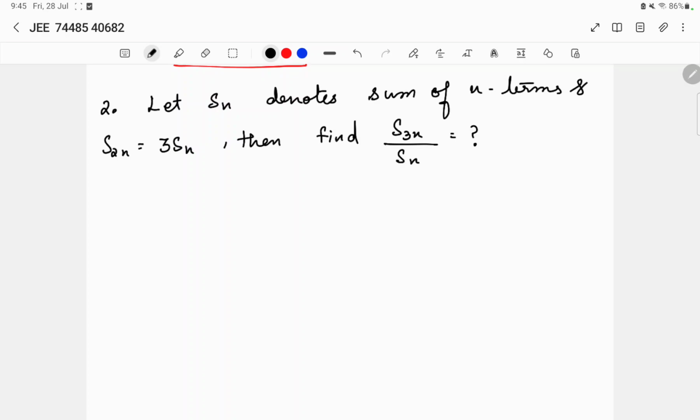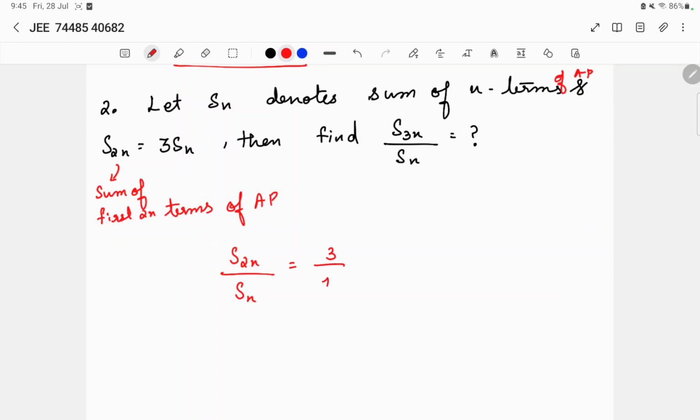First, what I will do here is, this S2n is nothing but the sum of the first 2n terms of the AP, because they have mentioned the sum of n terms of the AP and the sum of 2n terms of the AP. Which means S2n divided by Sn equals 3 divided by 1, because if nothing is written in the denominator, it is understood that 1 is there.